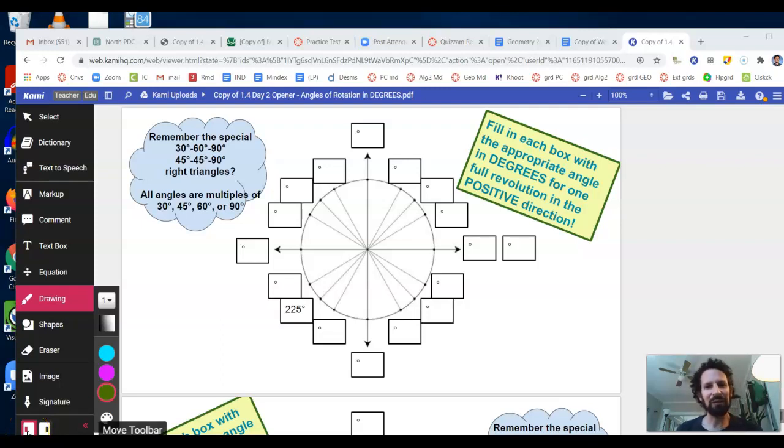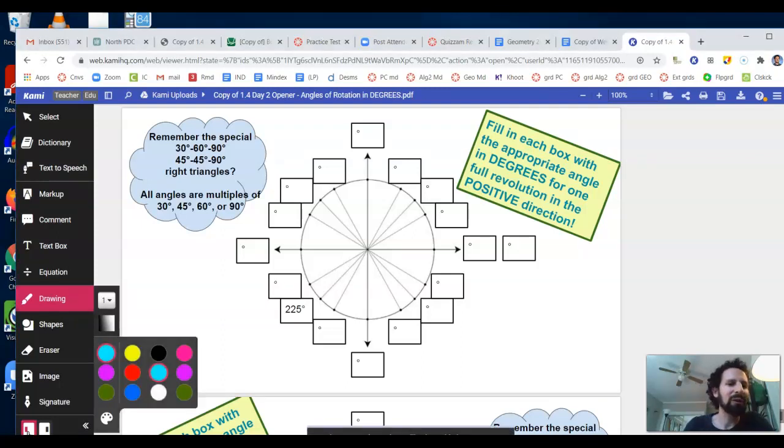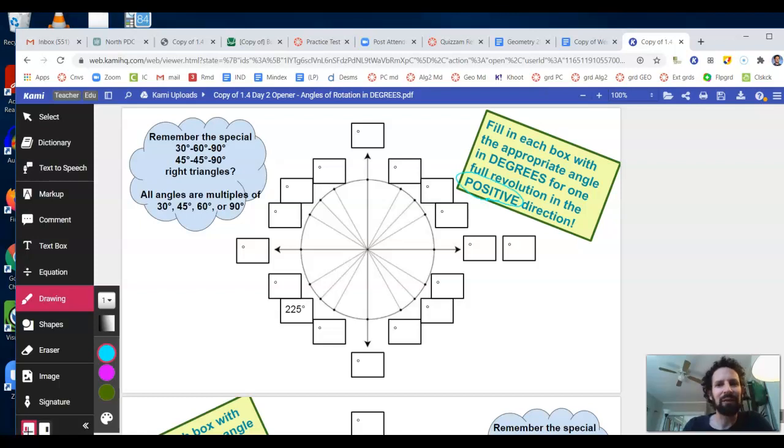Hey, ladies and gentlemen, so you're working on this assignment. My instructions are just going to be for this first page, and you'll have to extend the idea to complete the second page. On this first page, we're doing a rotation in the positive direction because we're labeling the positive angles. And all angles here are going to be multiples of 30, 45, 60 degrees, or 90 degrees.